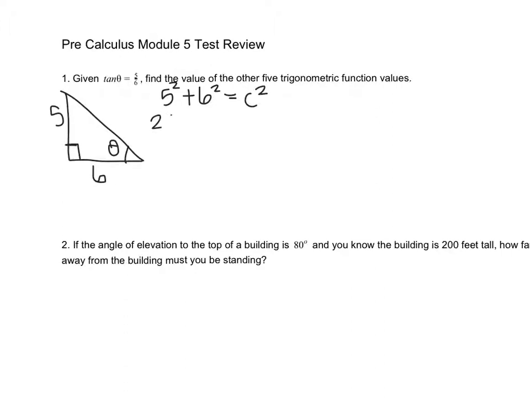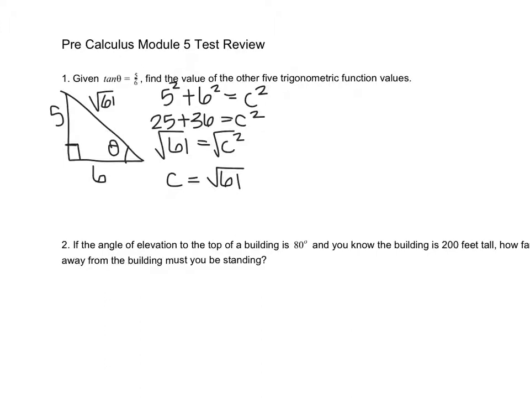So we end up with 25 plus 36 equals c squared. So we have 61 equals c squared. Take the square root of both sides, and we get c equals the square root of 61. So now that we have all 3 sides of our right triangle, we can find our other trig ratios. So we're going to start with sine. So sine of theta is opposite over hypotenuse.